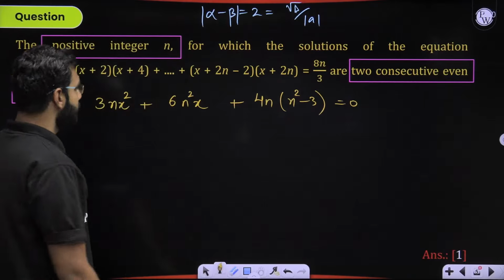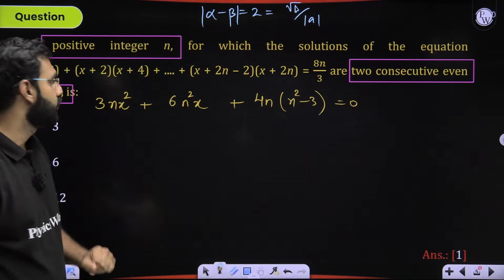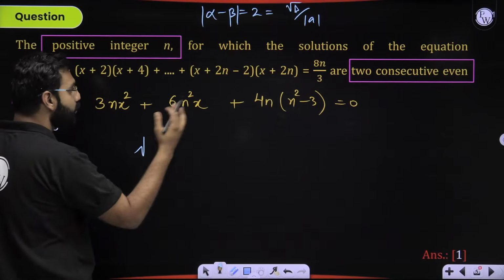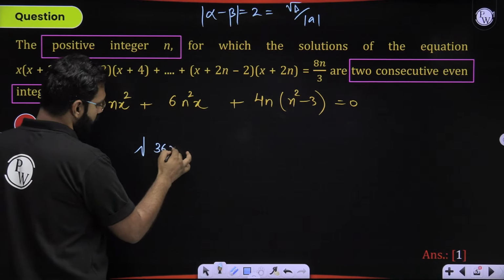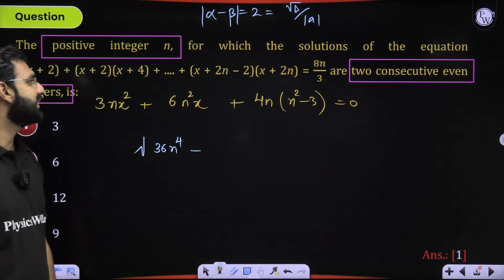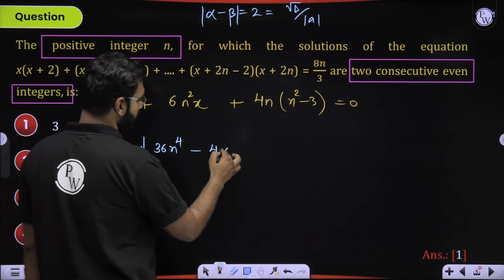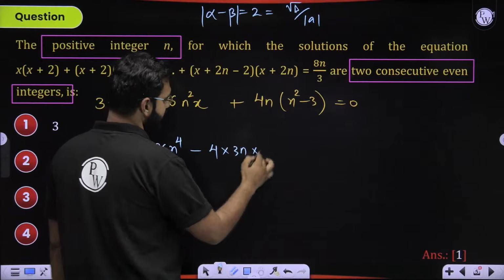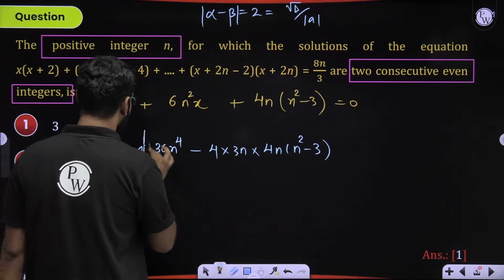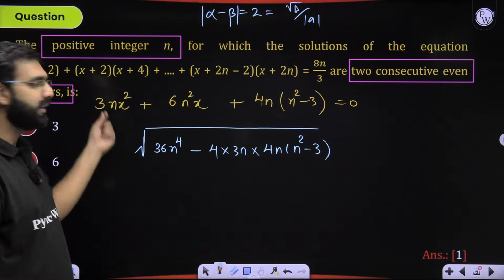What is root d? It is basically a question which is lengthy in terms of calculation. So here root d means what? Under root over b square. b square is what? 6n whole square, that is 36n to the power 4, minus 4ac. A is what? 3n. And what is C? C is 4n times n square minus 3. I hope we are not making any mistake in terms of calculation. Divided by mod A. So mod A will be 3n.